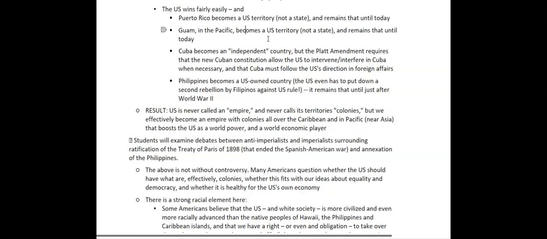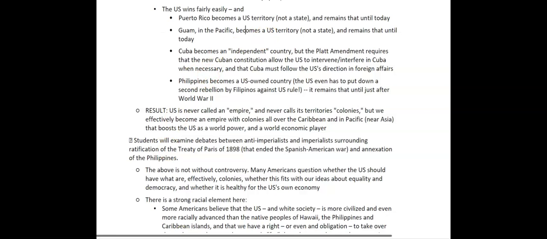And the Philippines becomes a U.S.-owned country, even though the U.S. has to actually put down a second rebellion by the Filipinos against the U.S. We take the Philippines from Spain, declare it free, and then govern it. And the Filipinos say, wait a second. And there's a rebellion in the Philippines that we actually have to put down. And it remains a U.S.-owned country until just after World War II.